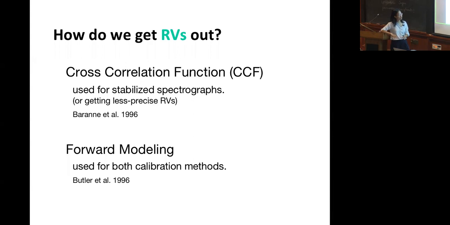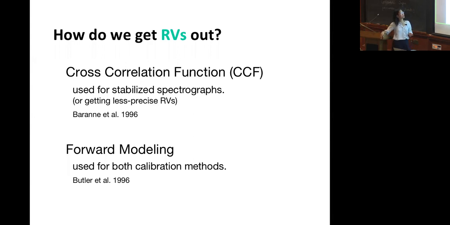It can be used for both calibration methods, but it's more often used with the iodine absorption cell calibrated spectrographs, because there you sort of don't have an option. You have a heavily blended spectrum that you want to extract velocities from, and cross correlation just doesn't quite work. All right, so Arpita will talk more in depth on CCF, so I'll just briefly introduce it.